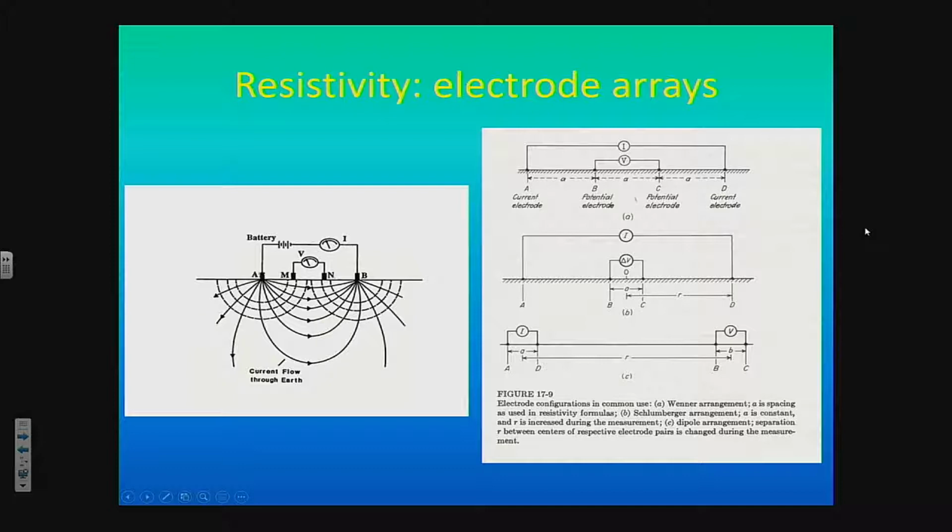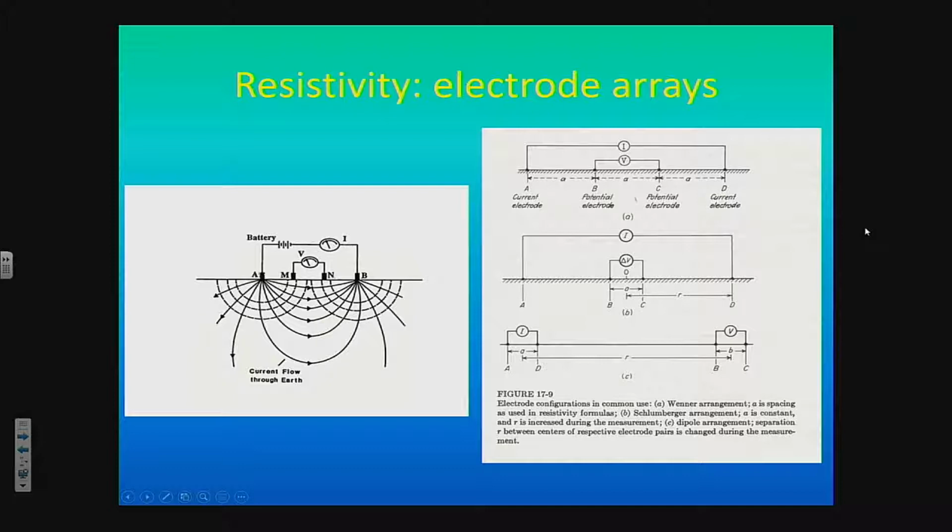And then these dashed circles are equal potential lines. So what you want to do is measure the potential difference between M and N in volts. So there are different configurations. This one's called the Wenner array, where they're all equally spaced. That would be up here.